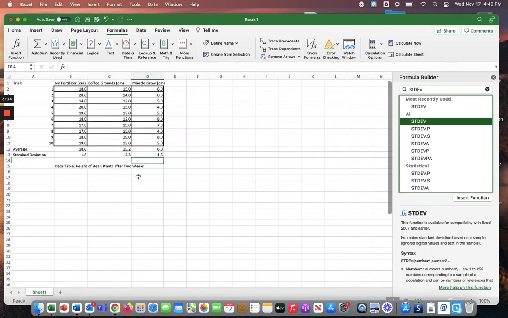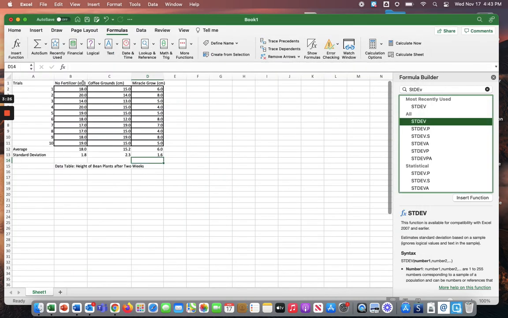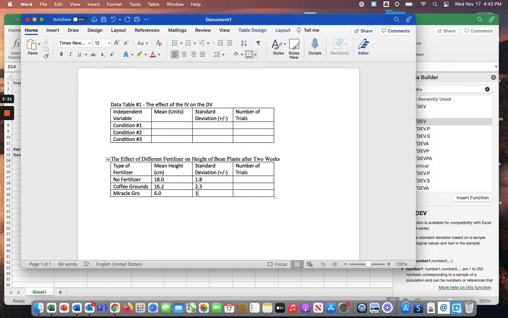So this one was 1.8. And this one was 2.3. And the last one was 1.6. So there's quite a bit of variability. So the smaller the standard deviation is relative to the mean, the more precise, the less variable your data is. So the Miracle-Gro, there was quite a bit of variability compared to the mean, whereas the no fertilizer was a little tighter, the data, compared to the mean. You also want to put in your number of trials.